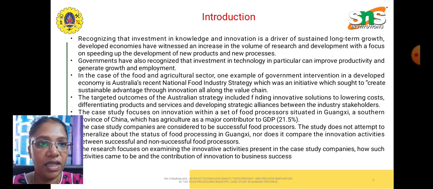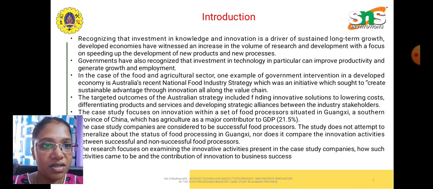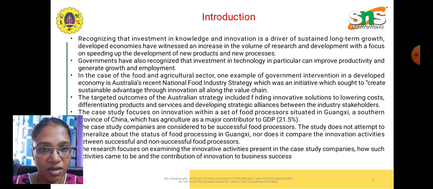In the case of the food and agriculture sector, one example of government intervention in a developed economy is Australia's recent national food industry strategy, an initiative which sought to create sustainable advantage through innovation all along the value chain of the food industry. The targeted outcomes of this Australian strategy include finding innovative solutions to lower cost, differentiating products and services, and also developing strategic alliances between the industry stakeholders.